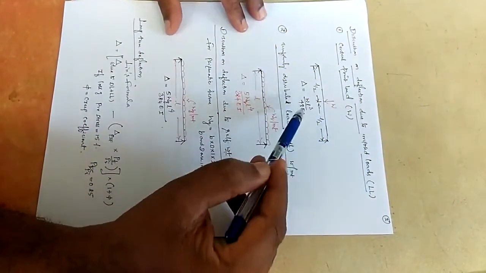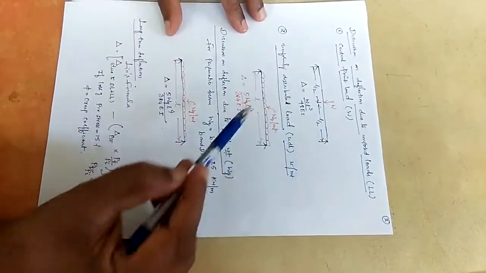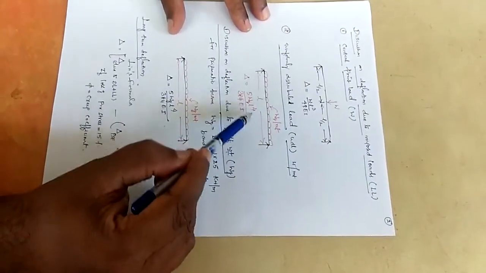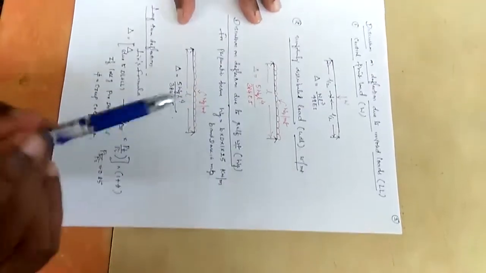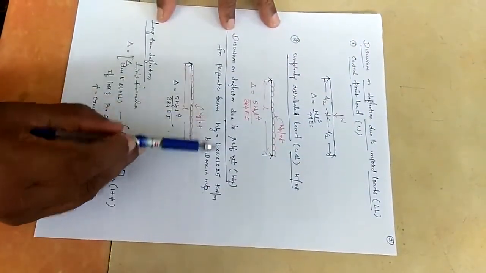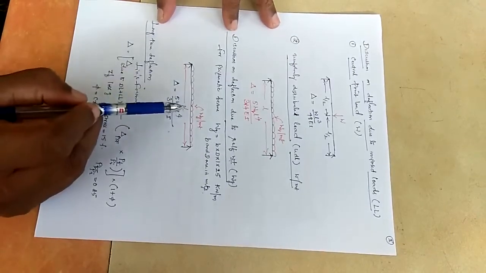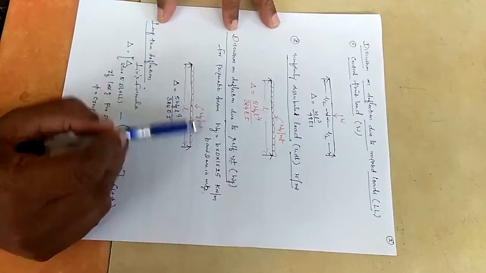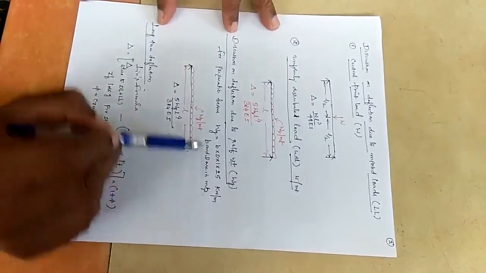This is central point load, WL cubed divided by 48EI. For UDL, imposed load, that is 5WL raised to 4 divided by 384 EI. This is about live loads. Discussion on deflection due to self-weight. Sometimes self-weight may be given. If it is not given, you have to calculate the self-weight.